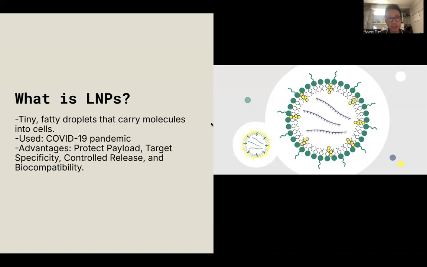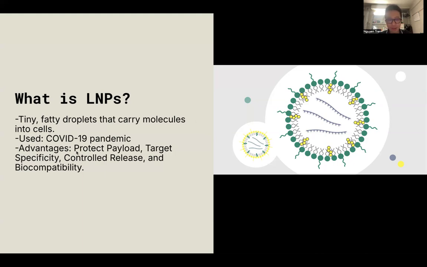And the use of it is very wide, and the most recent one that I believe everyone knows about is in COVID-19 vaccines. The vaccine that you use from Pfizer is using this technique, using LNPs to go into our body to produce antibody, something that will help us prevent COVID-19.